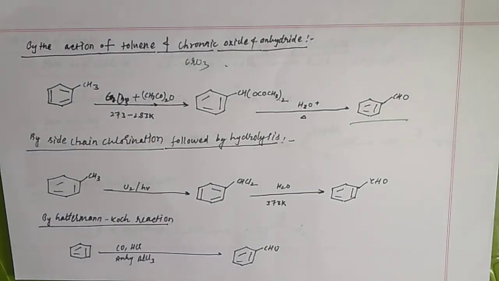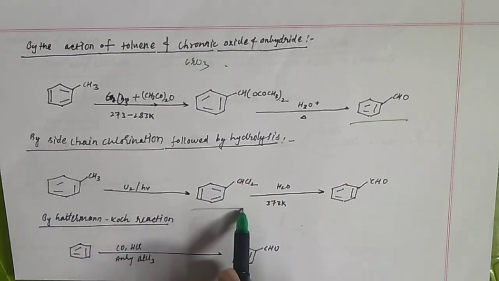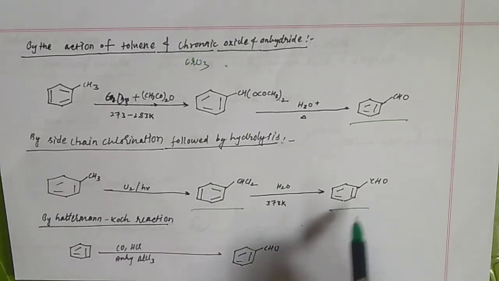Now the next method is side chain chlorination followed by hydrolysis. In this method, you take the toluene and, in the presence of UV light, heat it with chlorine. It will give the intermediate, which on hydrolysis gives the benzaldehyde.